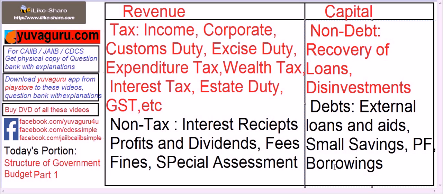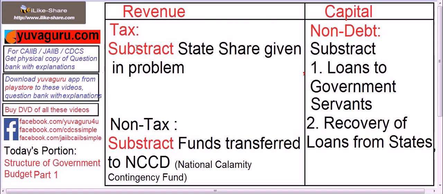And the third part is borrowings. Borrowings which the government takes from other countries, the IMF, etc. That's what we said earlier. So three very important points which I would tell you now, which you should remember in exam: you have to subtract the state share of taxes from the revenue tax collection. Then only you will be getting the central government's final answer.